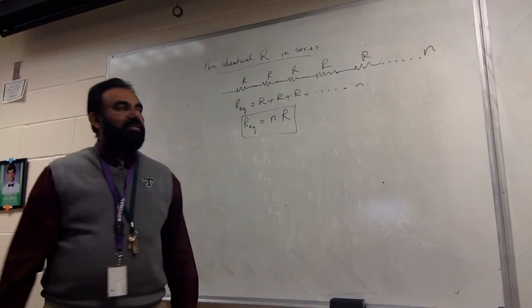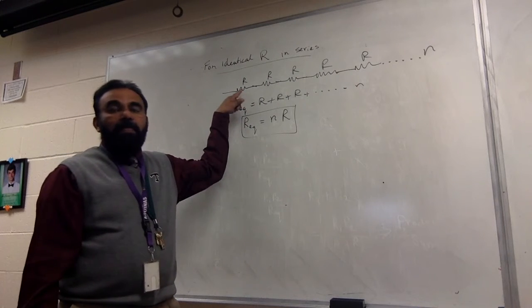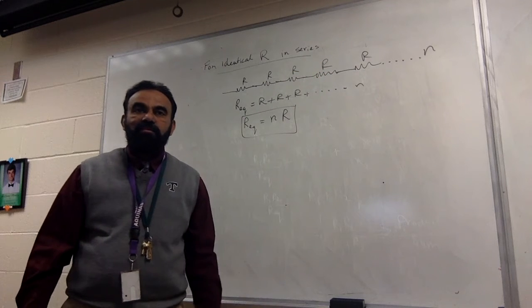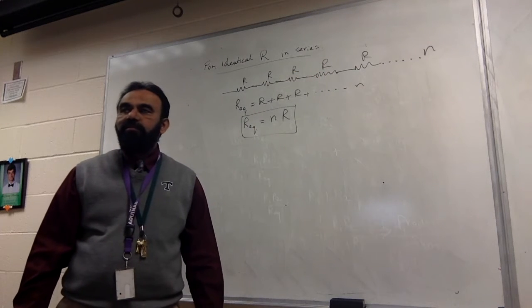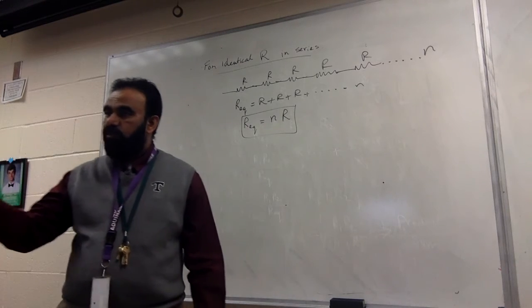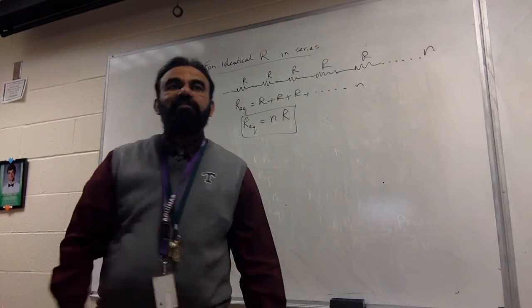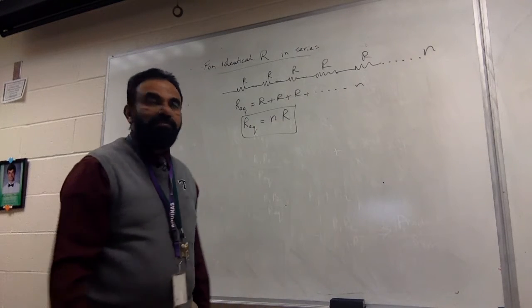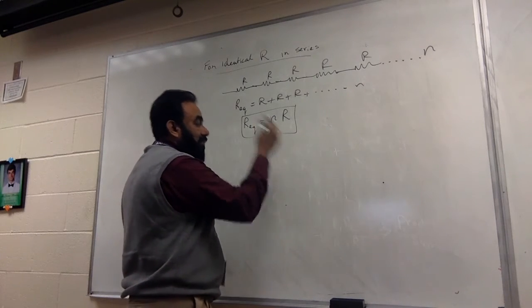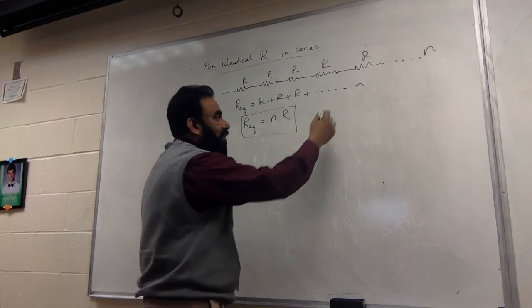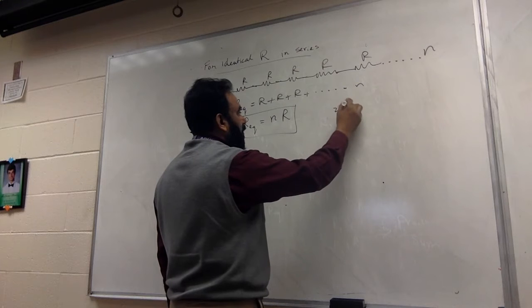Say for example, if I have 100 ohm resistors, 20 of them in series, what is R equivalent? 2000. So I have 100 ohm resistors, 20 of them one after the other. So it's like 20 times 100, which is 2000. Right? So 100 ohm resistors, 20 of them in series will be like 20 times 100.